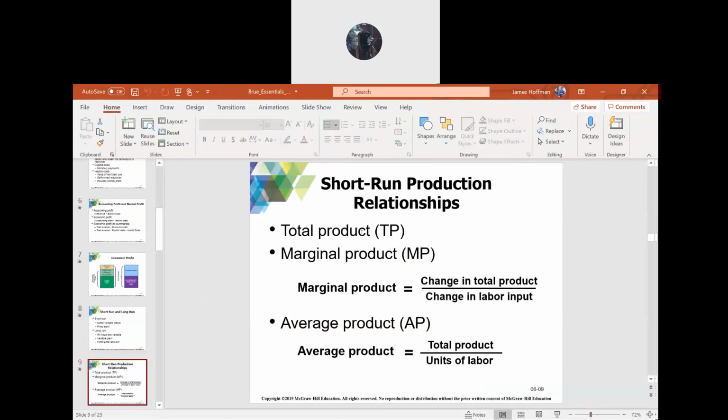All right. So you're going to get a bunch of quick definitions and formulas in this chapter. You don't have to memorize any of these things, but it's important to know what they are and what they imply. So total product is just the total amount of product, like the total number of units or the total amount of output that each firm produces. Okay, so if you're looking at a shoe company, total product is how many total pairs of shoes they produce.